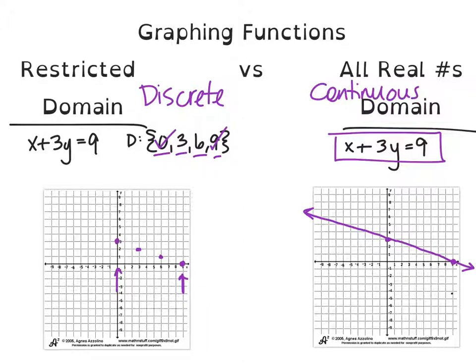And since this is a discrete graph, that's all I'm going to do. I'm going to leave them as completely separate, distinct points, and I'm not going to connect them at all. Notice I'm not going to go back and plot a point out here, right? Because I don't want those points. I only want the points at the domain values 0, 3, 6, and 9. So that's the difference between a restricted domain and a continuous domain when we look at just graphing, particularly when we don't see them in context.